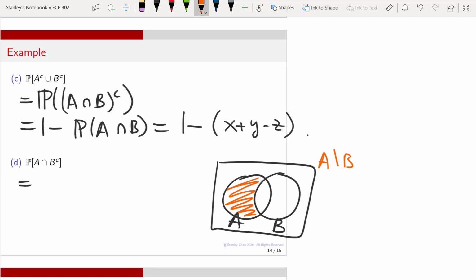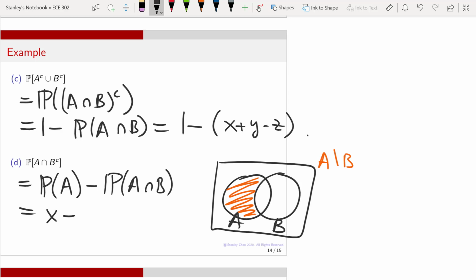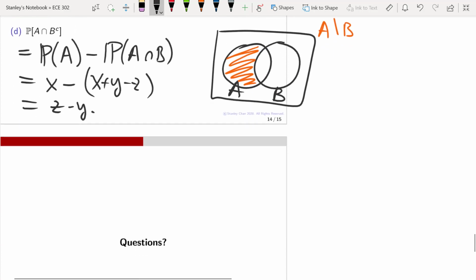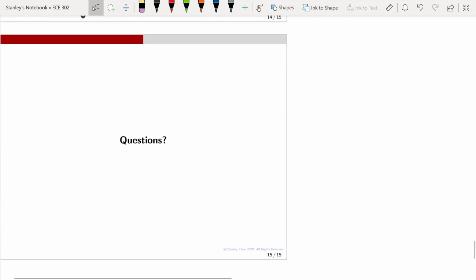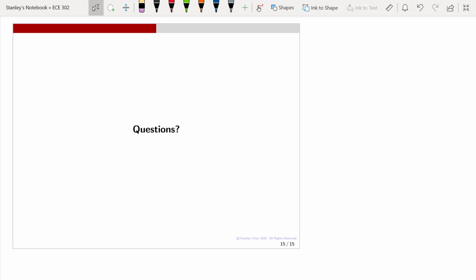So how do we calculate this probability? Well, according to this diagram, it is just the probability of A minus the probability of A intersect B. And so that will give you X minus the probability of the intersection of A and B, which is X minus (X plus Y minus Z). So that will give you Z minus Y.